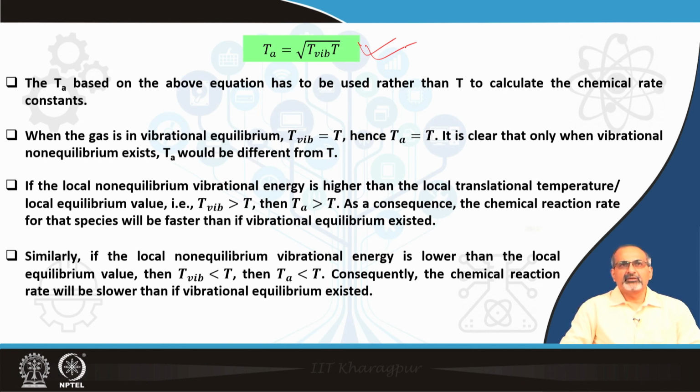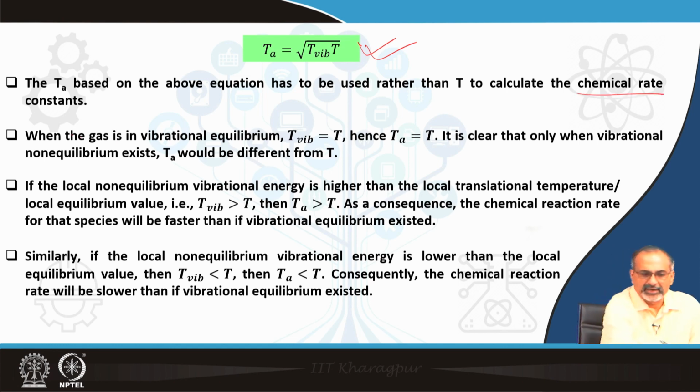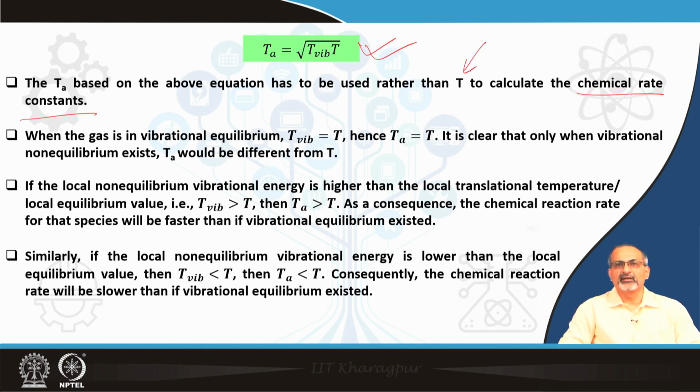The T A based on the above equation has to be used rather than the T to calculate the chemical rate constants. So, this is an important input. We should not continue to use the translational rotational temperature, rather use the average temperature proposed by the Park model in order to calculate the chemical rate constants. When the gas incidentally is in vibrational equilibrium, T vibe will be equal to T, hence the average temperature comes out to be T itself. Therefore, it clearly indicates that only when vibrational non-equilibrium exists would you end up having a T A other than T.